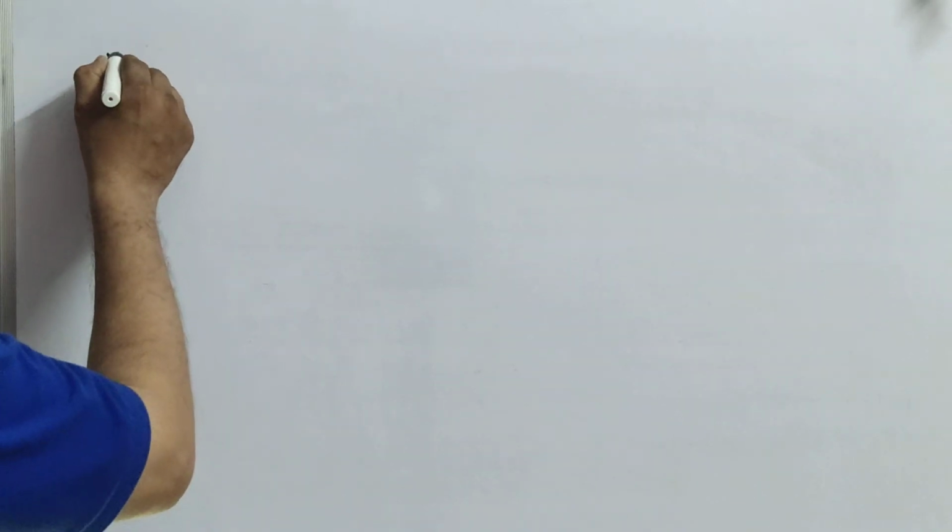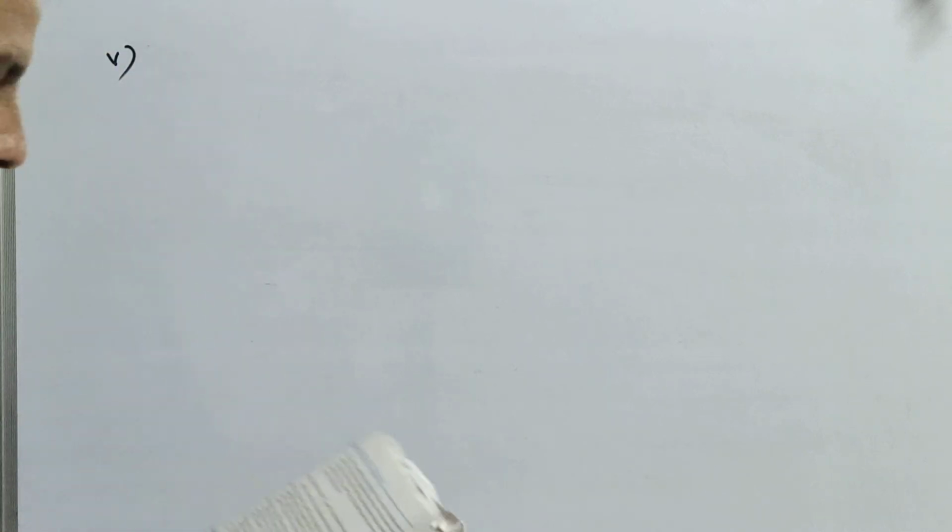Okay children, coming to the last sum of this exercise, that is the fifth question. The area of a rectangle gets reduced by 9 square units if the length is reduced by 5 units and breadth is increased by 9 units. This is one condition. If you increase the length by 3 units and the breadth by 2 units, the area increases by 67 square units. Find the dimensions of the rectangle.